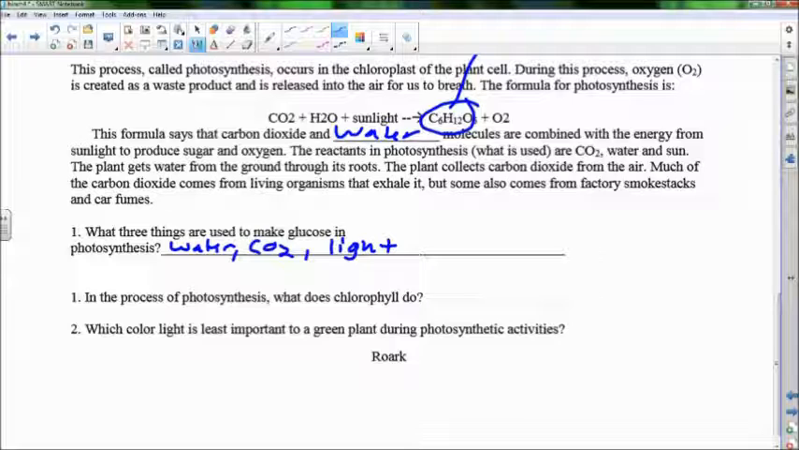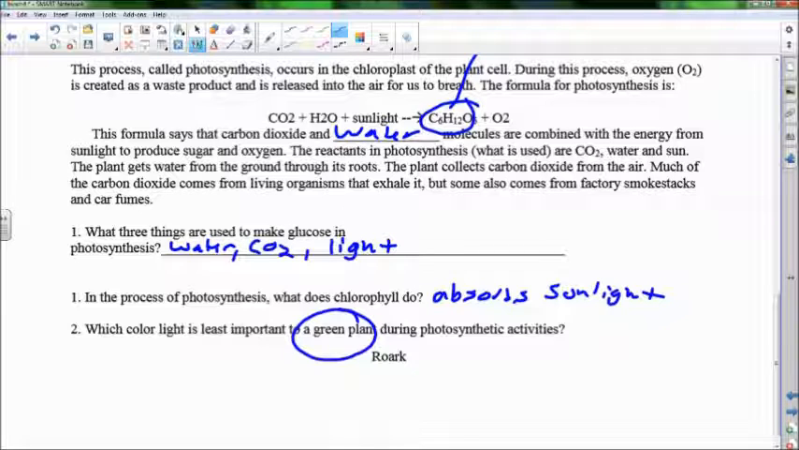Okay, in the process of photosynthesis, what does chlorophyll do? It absorbs sunlight. Of course, we know not all wavelengths of sunlight, only a few different colors. And then which color of light is least important for a green plant during photosynthesis? Well, it tells you right there. Green plants don't use green light.